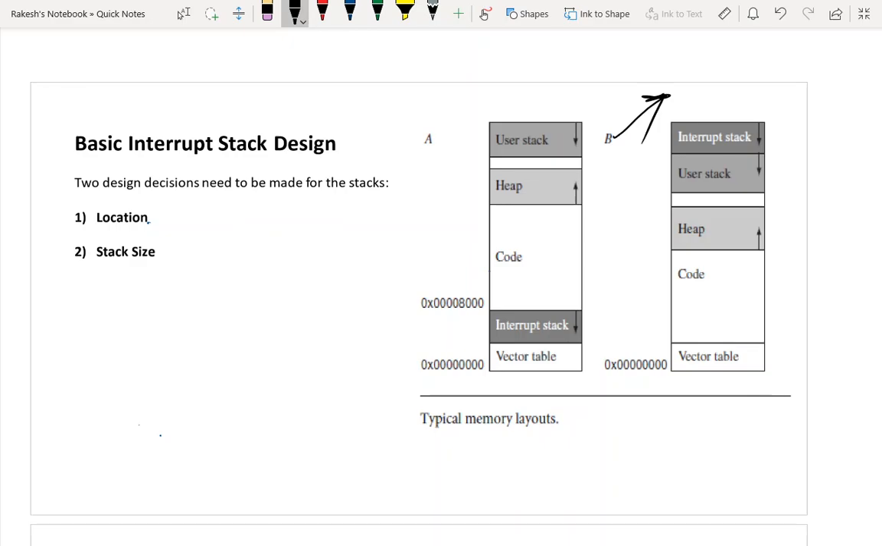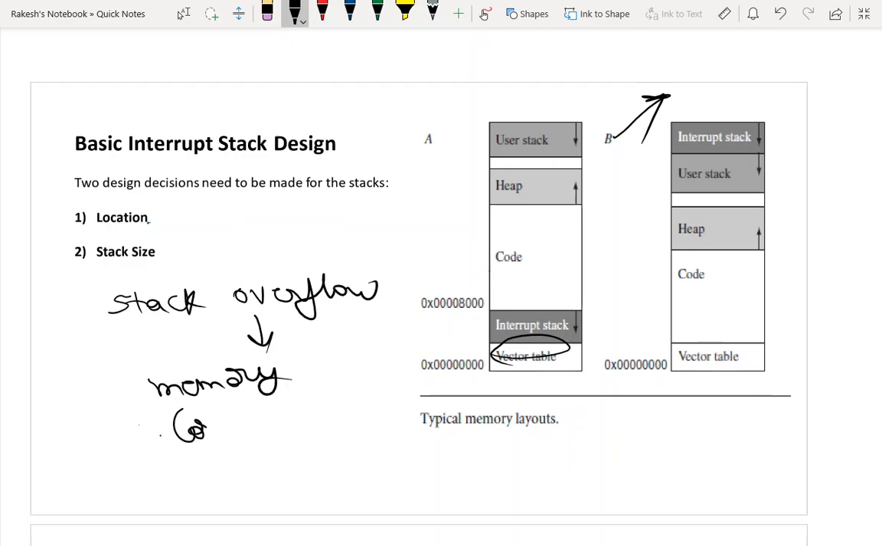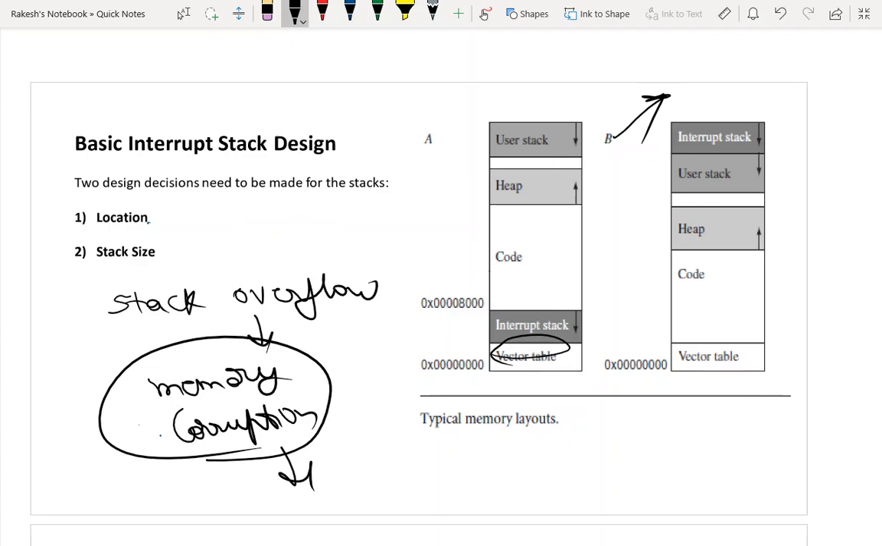Okay, so as I said, the advantage is that in layout A, the interrupt stack is put just above the vector table. But in layout B, the interrupt stack is not put above the vector table. And whenever a stack overflow occurs, as I said, it will result in memory corruption. What happens when it results in memory corruption? Whatever contents you have in this memory get changed. When that gets changed, your system will not work properly.